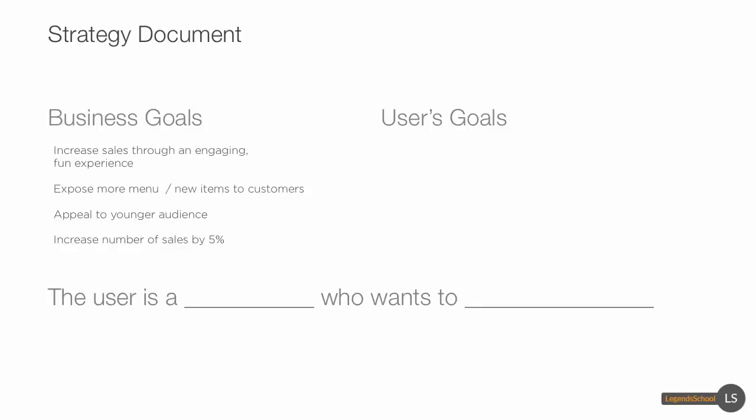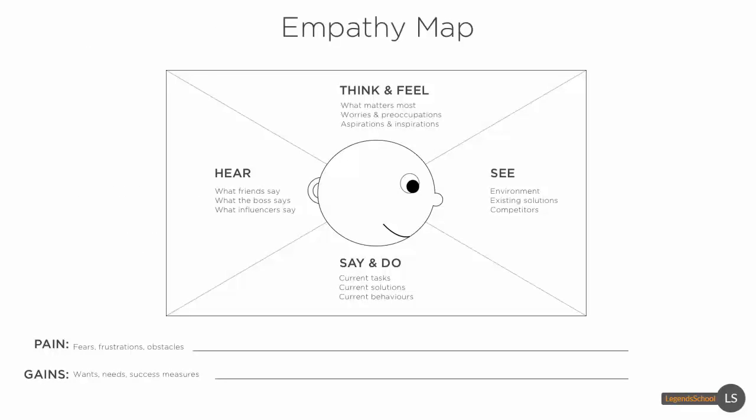Now for the other half, we're going to find out what the user's goals are. And this is where you get to do a bit of homework. Now remember the empathy map that we learned about earlier. What you have to do now is take your sketchbook and draw this empathy map, and draw one for each person that you plan to do research on.